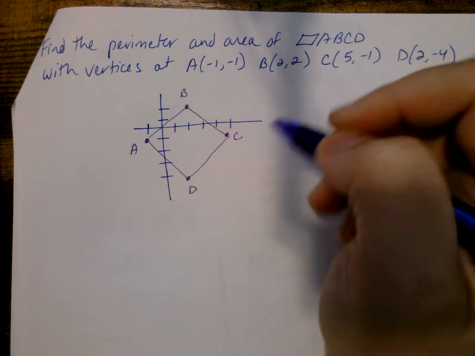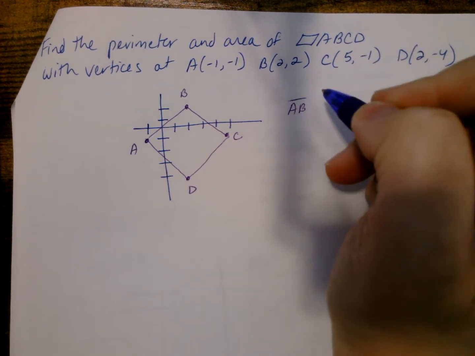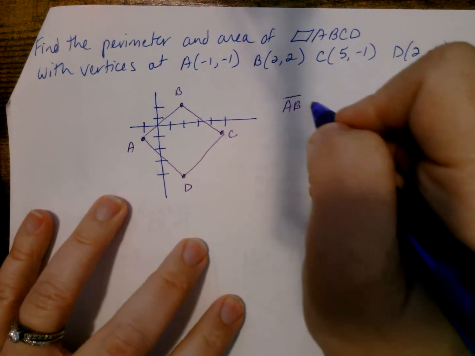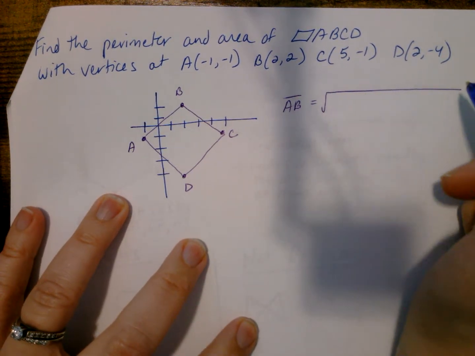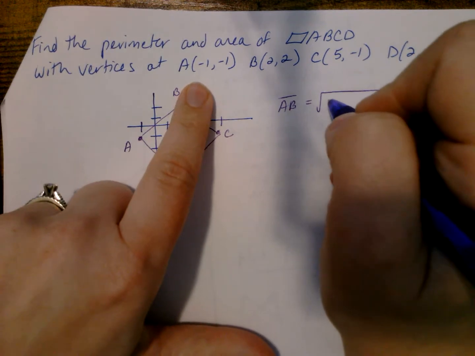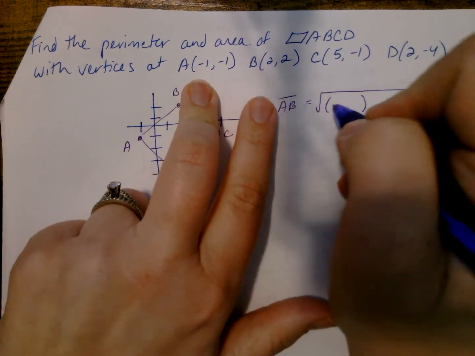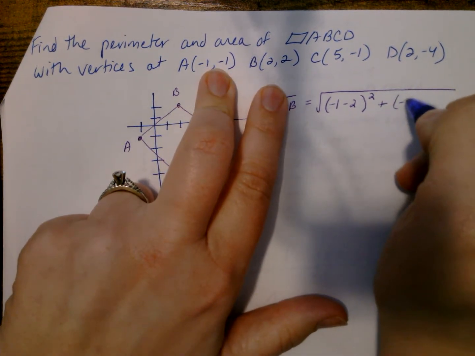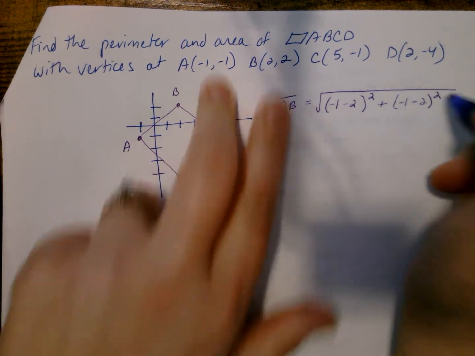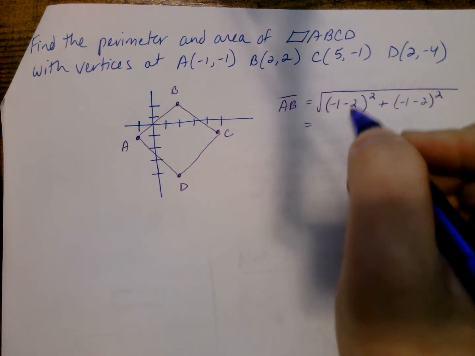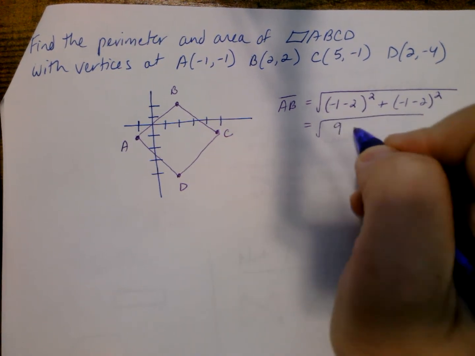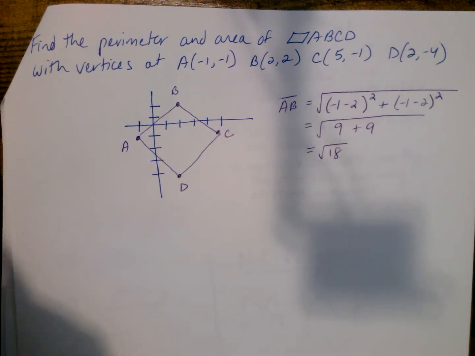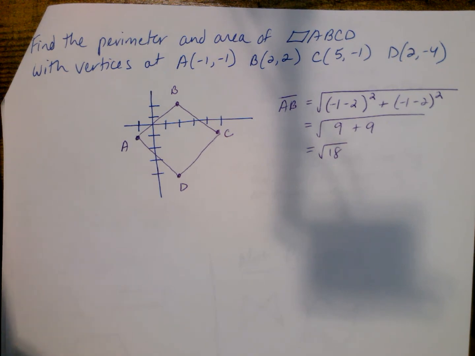So we'll start with AB, what the distance of this side is. If you remember your distance formula, the square root of, you would subtract your x's and square them. So -1 minus 2 squared plus -1 minus 2, which is your y's, squared. So that's -3 squared, which is 9, plus another 9, which is the square root of 18, which is roughly, let's find out, 4.24.